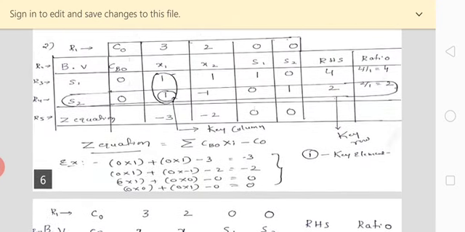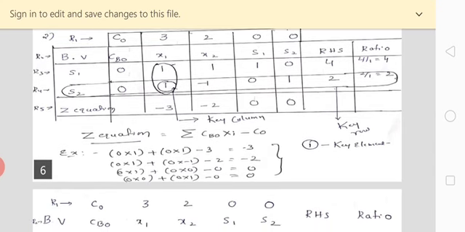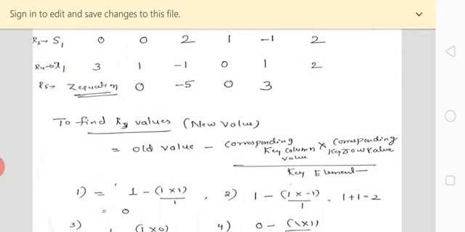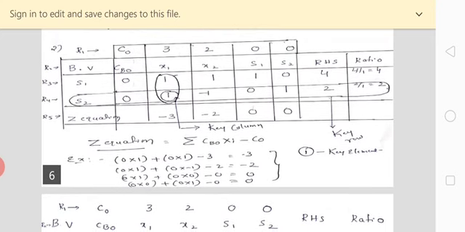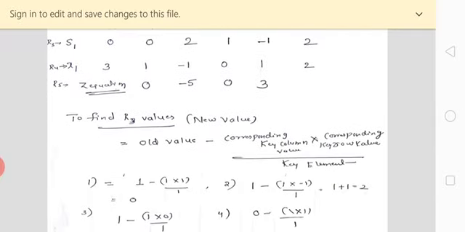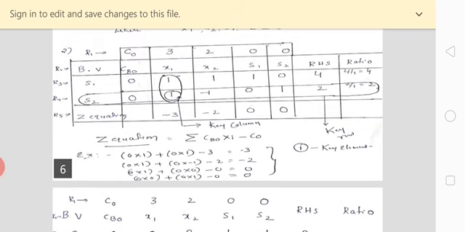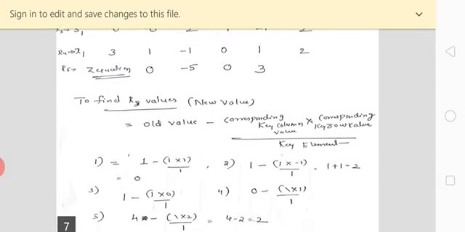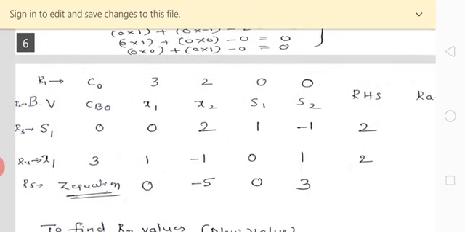Before going to the second table, what is actually the value under the x1 variable? The R3 value is 1. The previous value is 1. I have written 1 minus the corresponding key column, which itself is the key column for us, 1, into the corresponding key row, exactly below. The key row is exactly below: 1. Yes or no? That's 1. The key element is 1. If you do it, you are going to get 0. That's what I have written, 0, here in the second column.